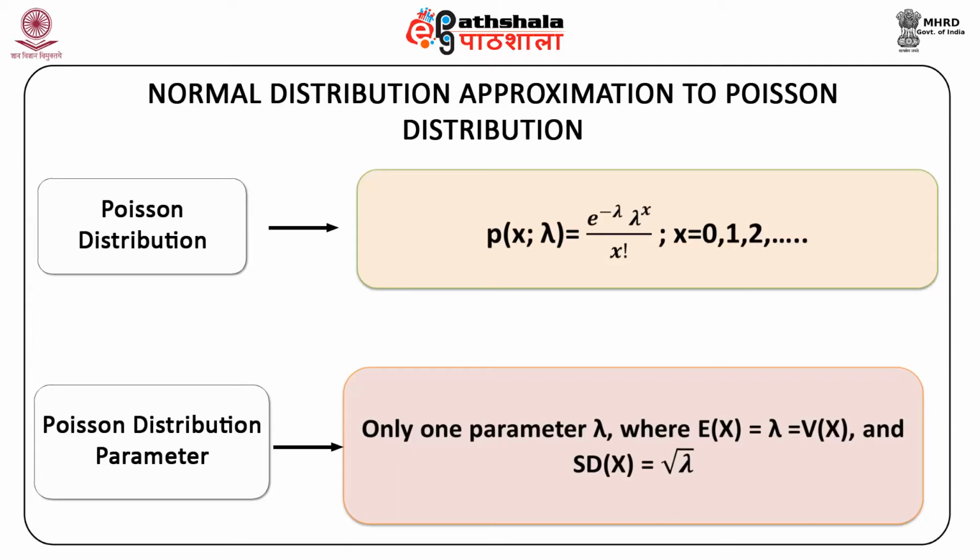As the value of parameter lambda increases, Poisson distribution can be approximated by the normal distribution with mean and variance equal to lambda. Thus, z equal to (x minus lambda) divided by root lambda can be approximated by the standard normal distribution with 0 mean and 1 variance, that is f(z; 0, 1). The Poisson random variable also requires continuity correction.